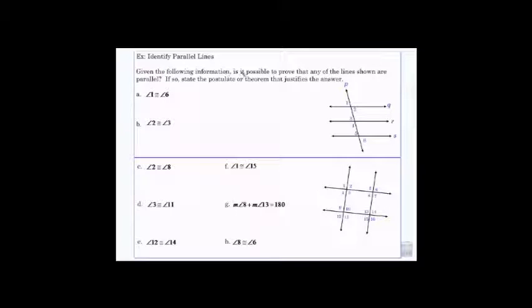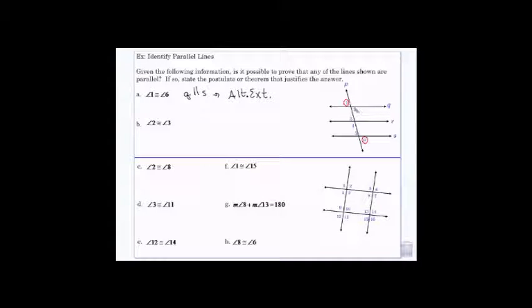All right, so given the following information, is it possible to prove that any of these lines are parallel? So for letter A, I've got 1 and 6 are congruent. Now if I look, these are alternate exterior angles, right? Because they're on the outside of two lines and they're on the opposite side of a transversal. So this will make Q parallel to S by alternate exterior. We don't know about R yet. I can't say anything about R because I don't know anything about these two yet. So I have 1 and 6. So that's Q and S.